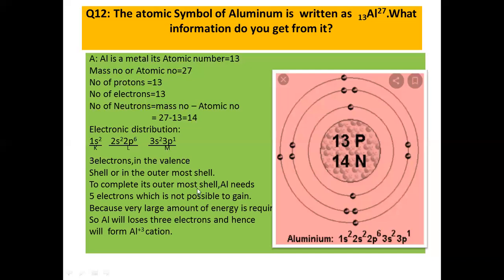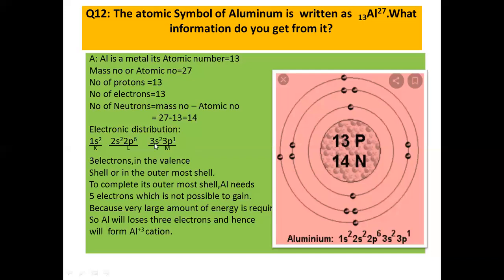To complete its outermost shell, which is the third shell, also called M shell, how many electrons does it have? It has 3 electrons. And to complete this outermost shell or the valence shell, aluminum needs 5 more electrons. To gain those 5 electrons is very hard, because a very large amount of energy is required. So in order to complete its outermost shell, the easiest way is to lose 3 electrons. So it is easy for aluminum to lose 3 electrons.